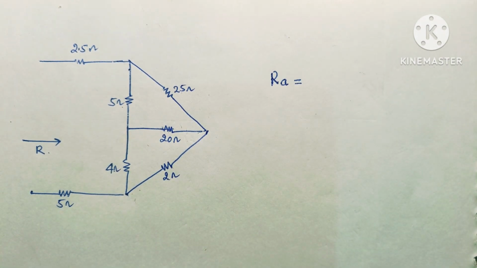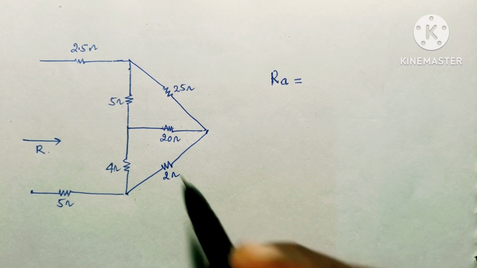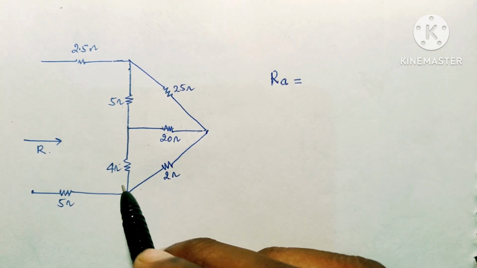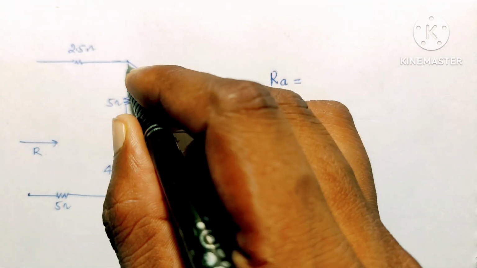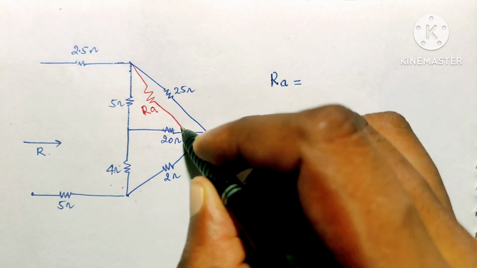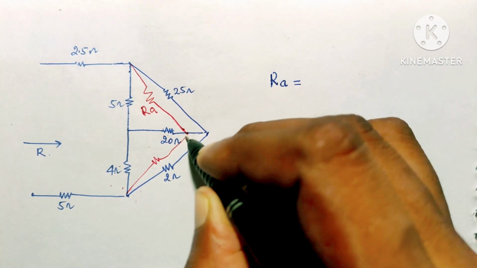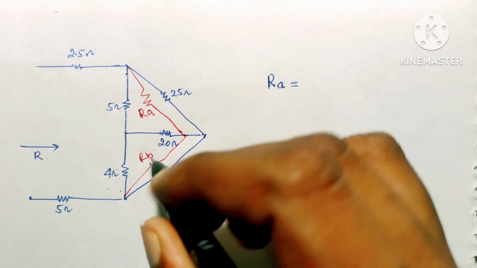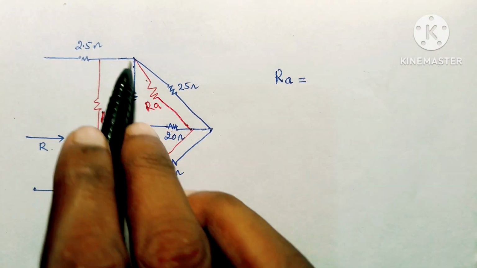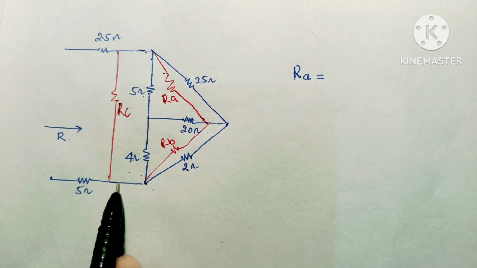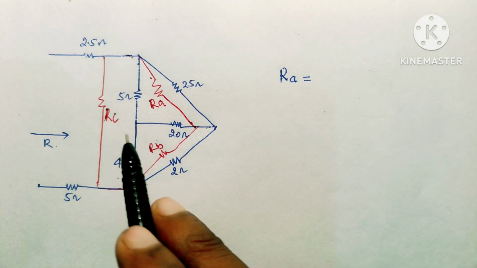So let's see how we can solve this question by using delta to pi conversion, delta to Y conversion, or Y to delta conversion. These resistances are in Y form, so we will convert them into delta form first. Let's assume this is the resistance Ra, here is the resistance Rb, and here is the resistance Rc. These three resistances will form a delta network.